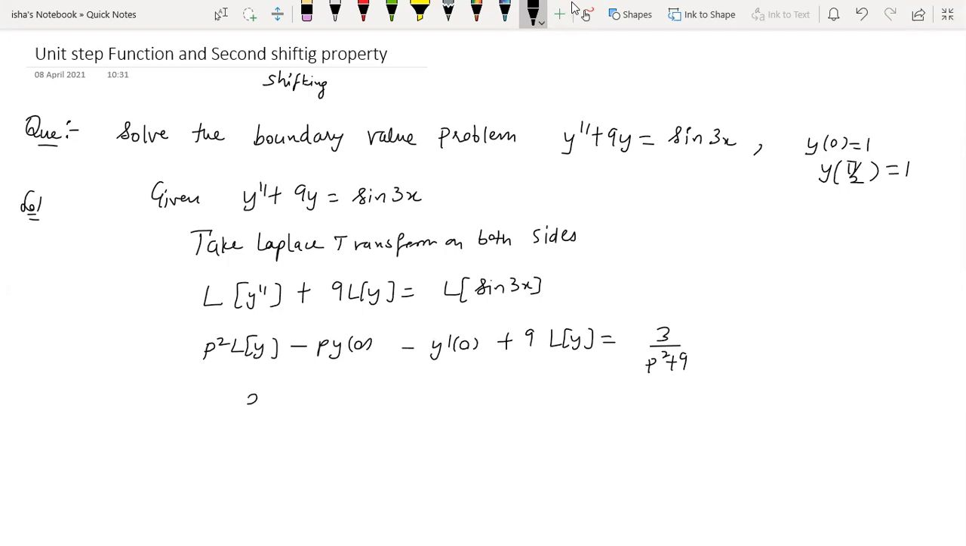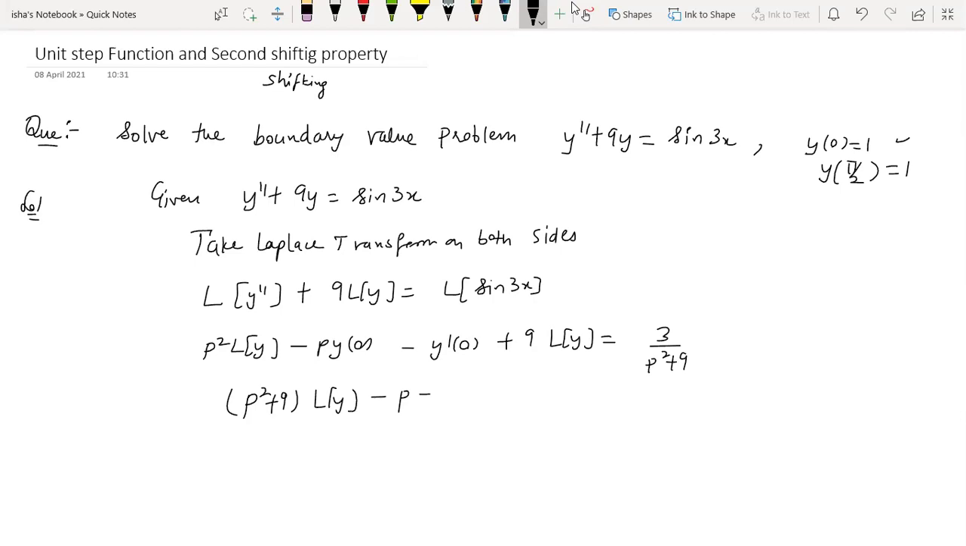So this one is actually p square plus 9 times the Laplace transform of y, minus p y0. y0 is given to me, which is 1, so I can use this value and put it here. So p into 1 will be p. I do not know the value of y dash 0, but I know the value of y at pi by 2. Here I need y dash 0, which is not known to me.